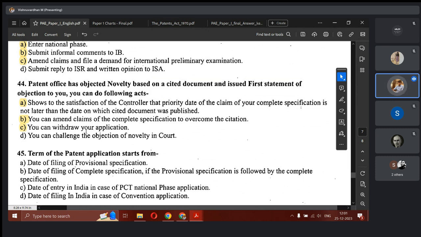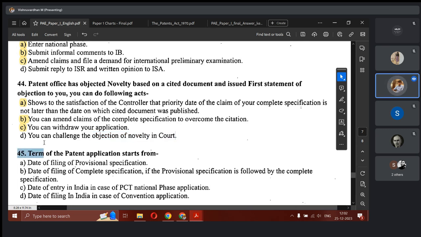Then you can challenge the objection of novelty in court. This is a little sketchy, but as far as I am aware, no. Till the grant you cannot go to court. Only upon the grant the court proceedings start. So objection of novelty, you cannot go directly to court immediately. But let's say the objection has been made to novelty, and your parent application has been deemed abandoned or withdrawn or not allowed. They've not allowed your patent. Then you can go to court.